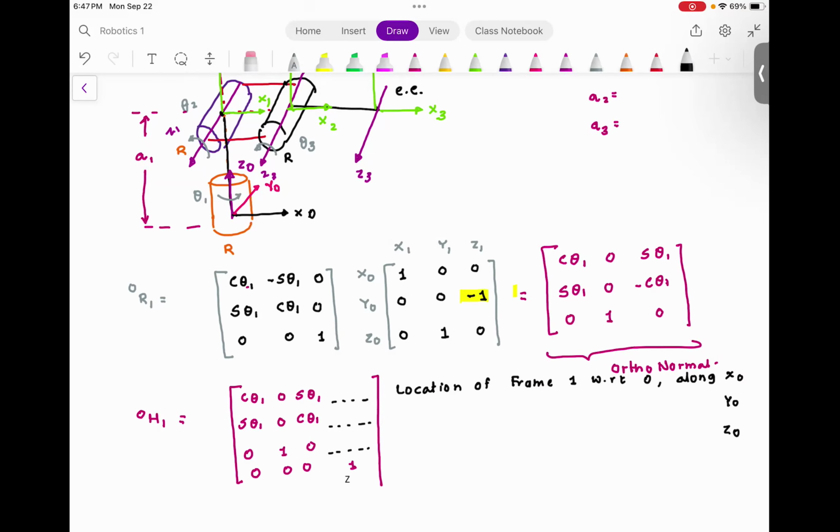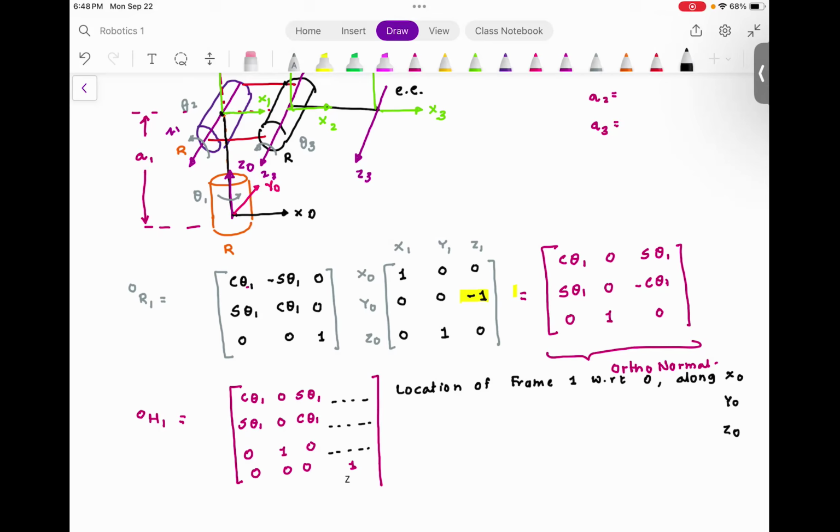Can you tell me? Right now, the only thing I want you to focus on, please try to understand this. When you are finding the last column of the homogeneous transformation, you should not be looking at x1, y1, and z1. You should be only looking at x0, y0, and z0. So can you tell me what should appear here? What is this distance? 0. You agree with me?